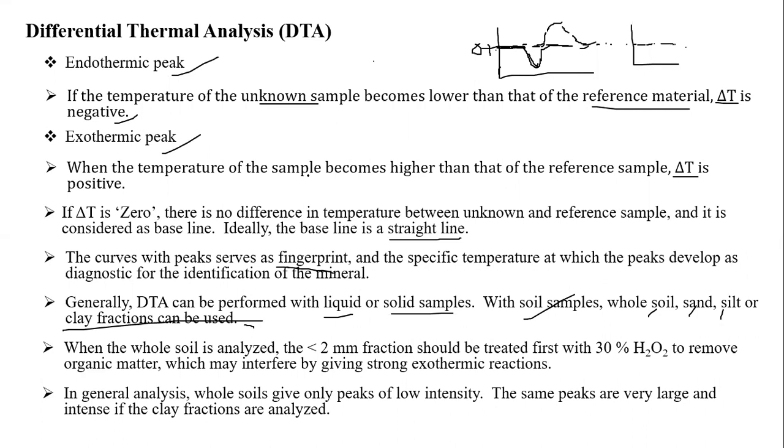Naturally, when the whole soil sample is analyzed, the less than 2 millimeter fraction should be treated with 30% H2O2 to remove the organic matter, which may interfere by giving a strong exothermic reaction. So students, we use H2O2. What is H2O2? Hydrogen peroxide. Where do we use hydrogen peroxide in our regular organic matter decomposition? Which experiment do we use it in other than this differential thermal analysis? We use it in another experiment also. What is that?